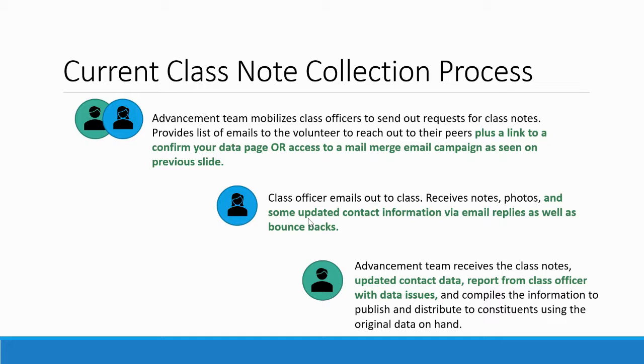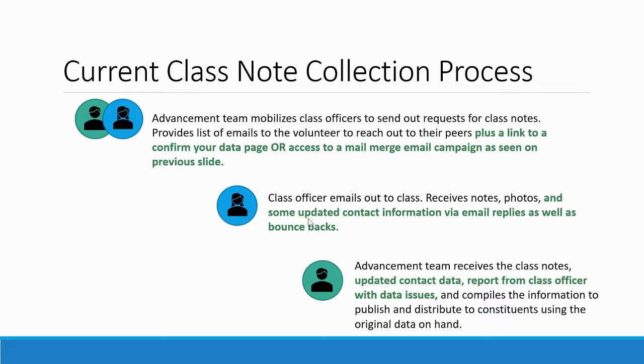Your advancement team mobilizes class officers with emails of all of their classmates, and volunteers are either given a link that they are encouraged to have their peers update their data from, or you can use a system like our mail merge campaign that gives volunteers access to send personalized emails without actually seeing the data of their peers. Then class officers email their class.